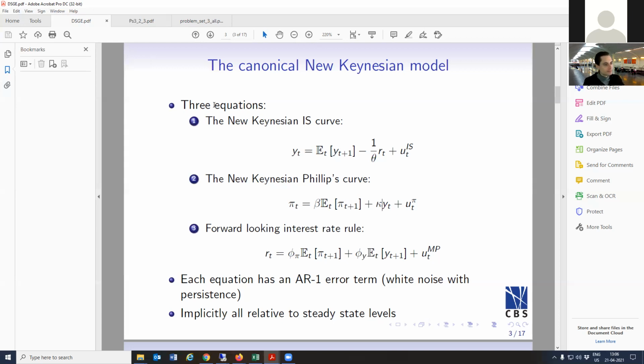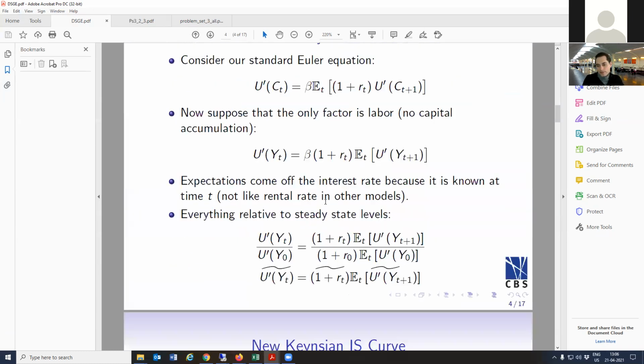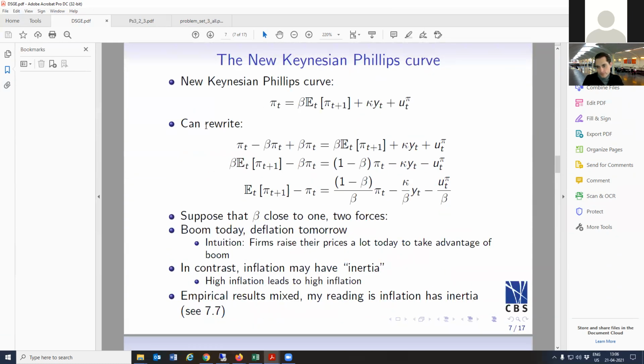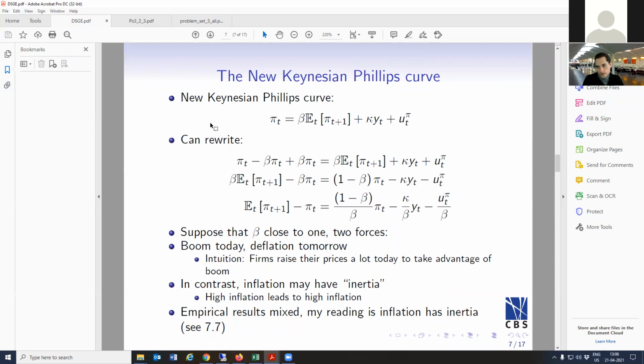Can you go over again the inertia that comes from the New Keynesian Phillips curve? Yeah, I can flip to the slide, or I can just say it again. So I think I said, look, you can see this inertia here.